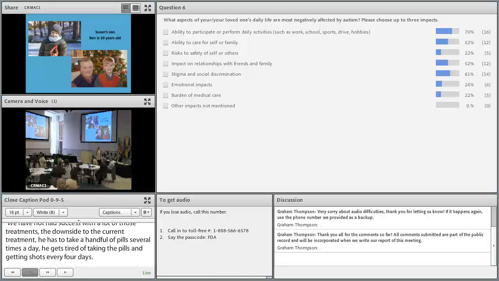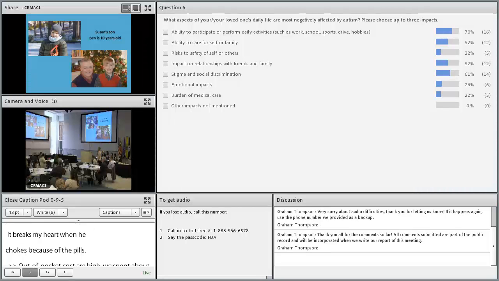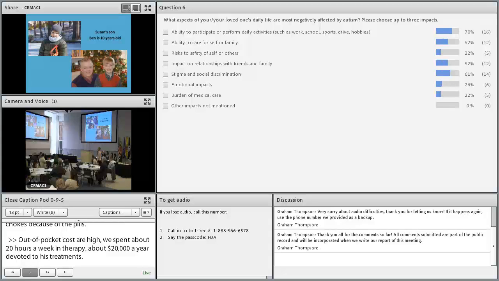The out-of-pocket costs that we've paid for therapies are super high. We've spent about 20 hours a week in therapy and about $20,000 a year devoted to his treatments. The ideal treatment plans for autism should be covered by our health insurance, and it would be easy to administer, affordable, and with few or no side effects.